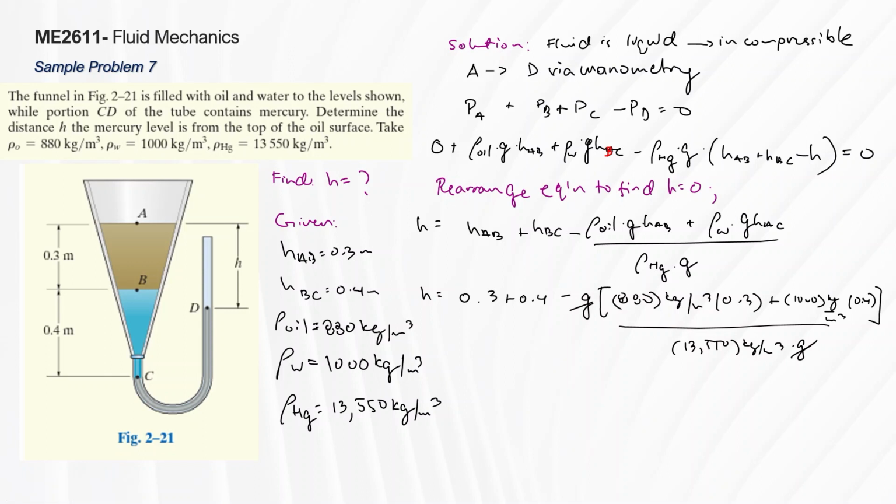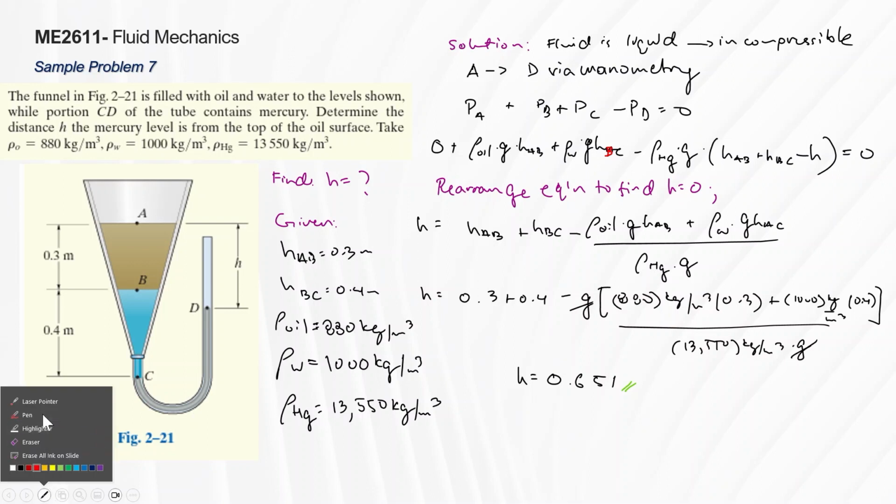Okay. So lahat sila may kilogram per meter squared. Ito magka-cancel ang kilogram dito. Conventional unit natin would be meters. So this will be equal to 0.651. And do not forget yung units. So this is 0.651 meters or 65 centimeters.